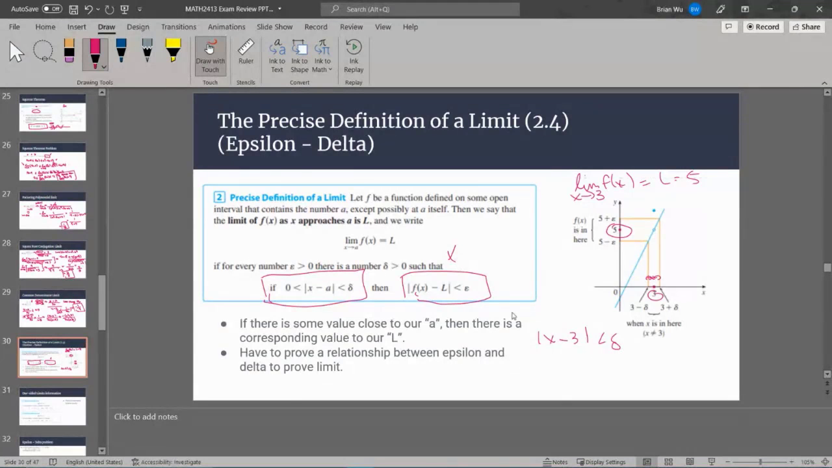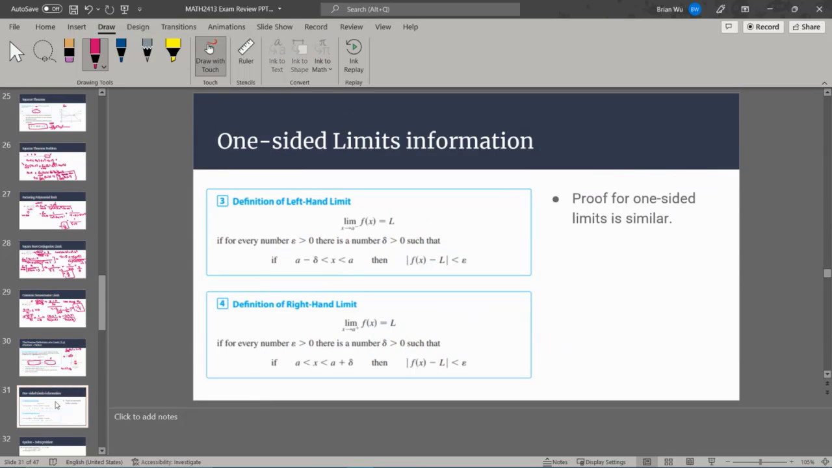And same with this: if I have a function here, that's just the distance from my limit number, which is epsilon. So if there's some value close to our a, then there's a corresponding value close to our L. And you have to prove a relationship in order to prove the limit. There are similar things you can use, or basically the same process, to prove one-sided limits using these. But essentially it's the same thing conceptually.